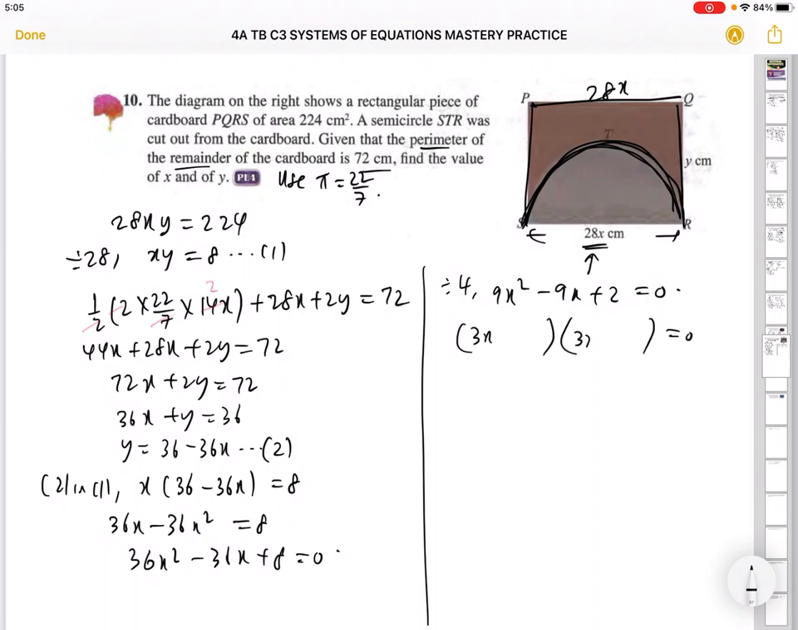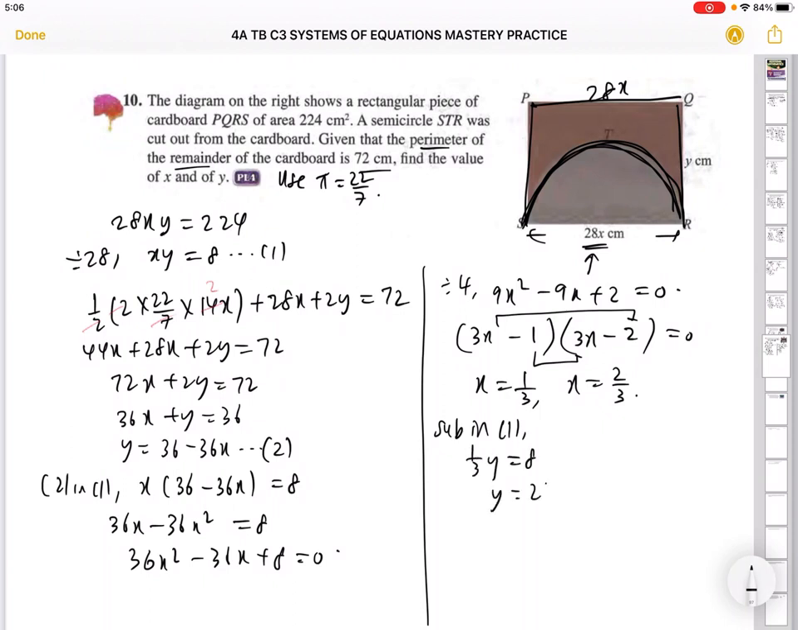To get 3, I put 1. Both are negative. X is 1 over 3 or 2 over 3. Alright, so to find y, I just sub inside. Actually, equation 1 is easier. Because 1 over 3 y equals 8, y is 24. And the second one, 2 over 3 y equals 8.